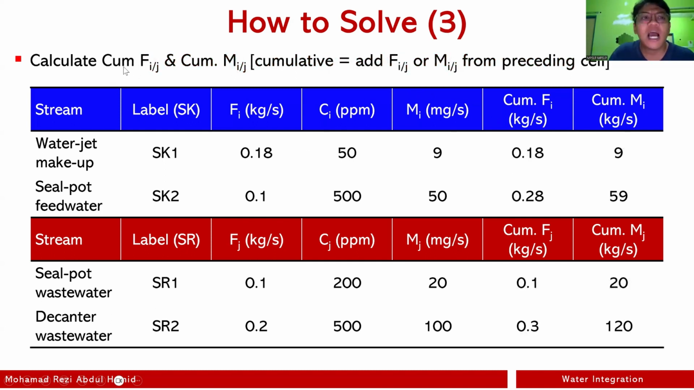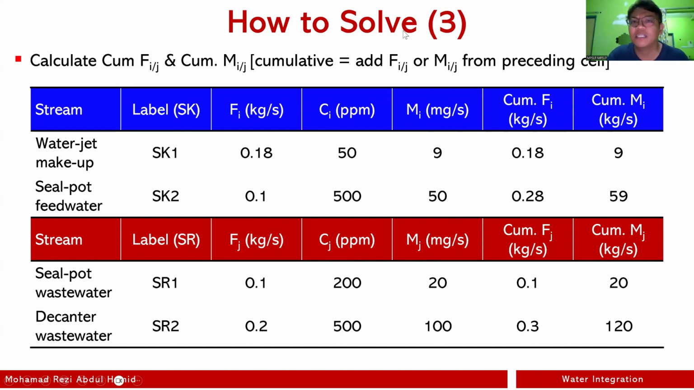All right. Lastly, you need to calculate the cumulative flow rate and cumulative impurity level for source and sink. How to calculate is quite simple. Cumulative here is adding from the preceding cell. Initially we have 0, so 0 plus 0.18 is 0.18. Next, 0.18 plus 0.1 is 0.28. Now here, 0 plus 9 is equal to 9. Now 9 plus 50 is equal to 59. Same goes with the third one: 0 plus 0.1 is 0.1. 0.1 plus 0.2 is 0.3. In here, 0 plus 20 is 20. 20 plus 100 is 120. It's very simple. Calculate this.